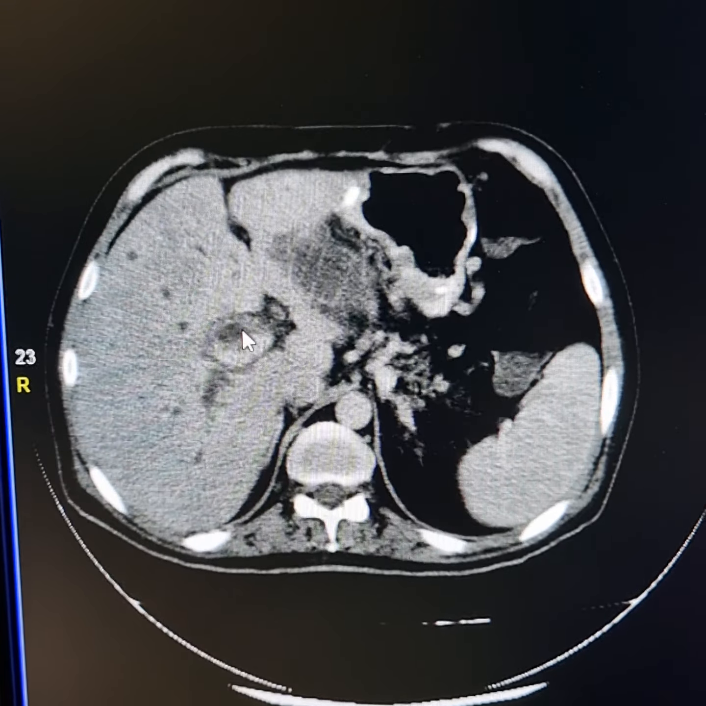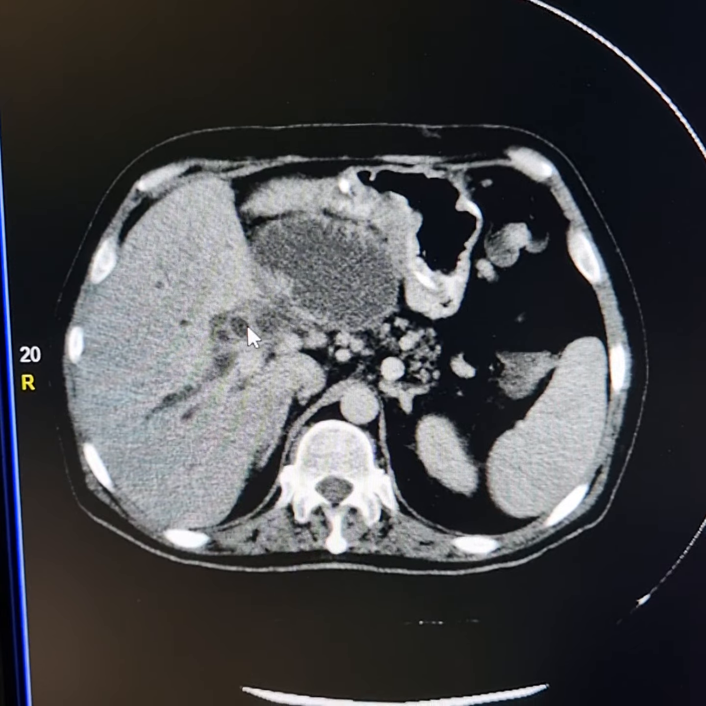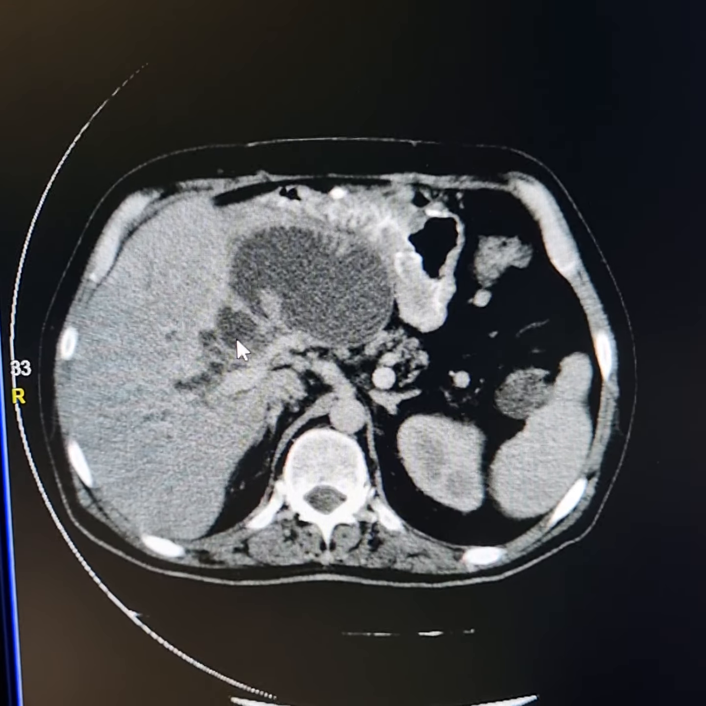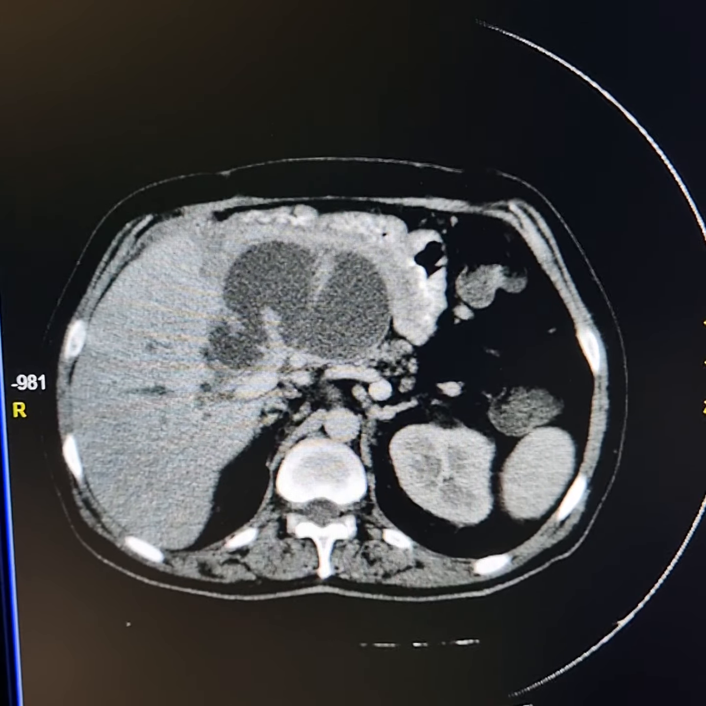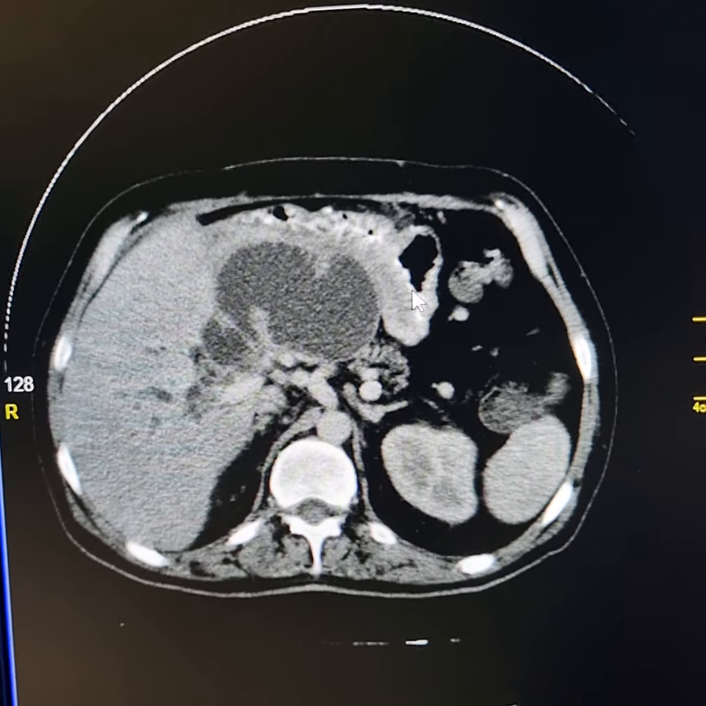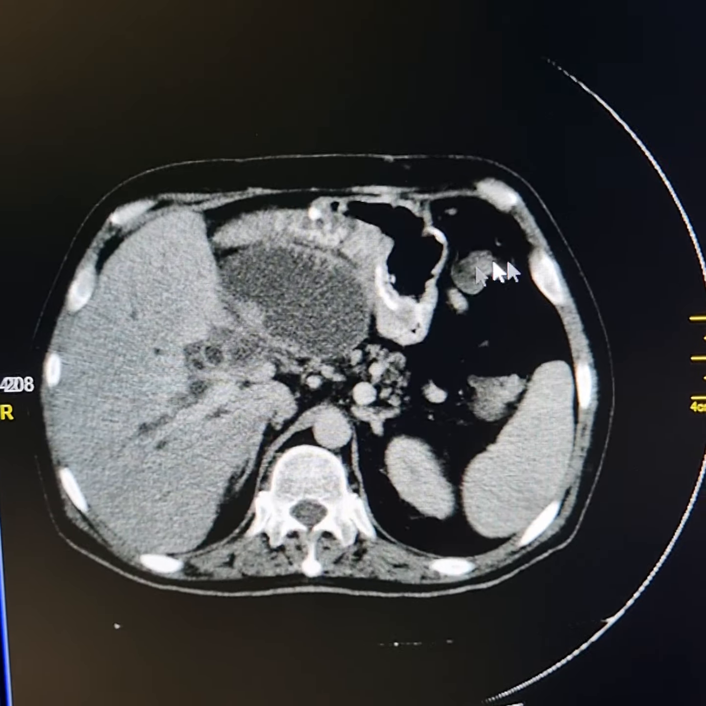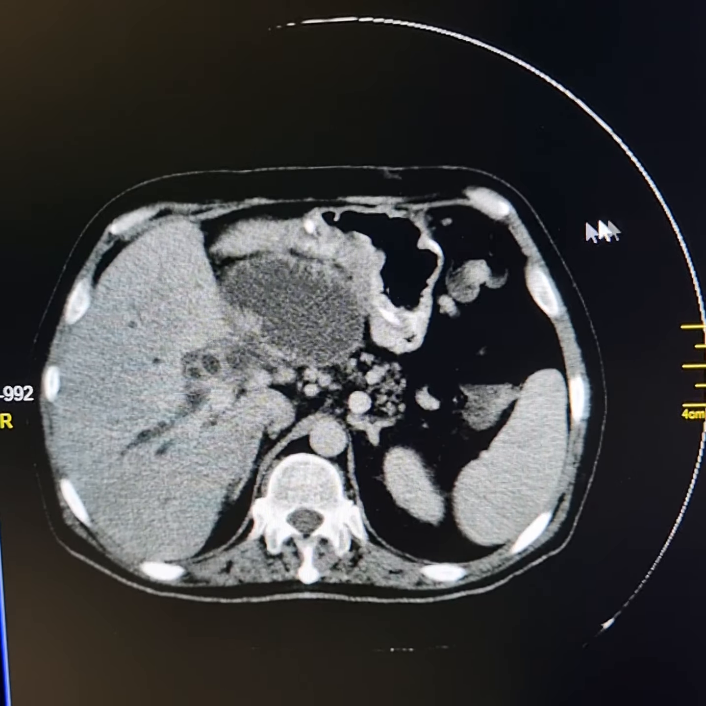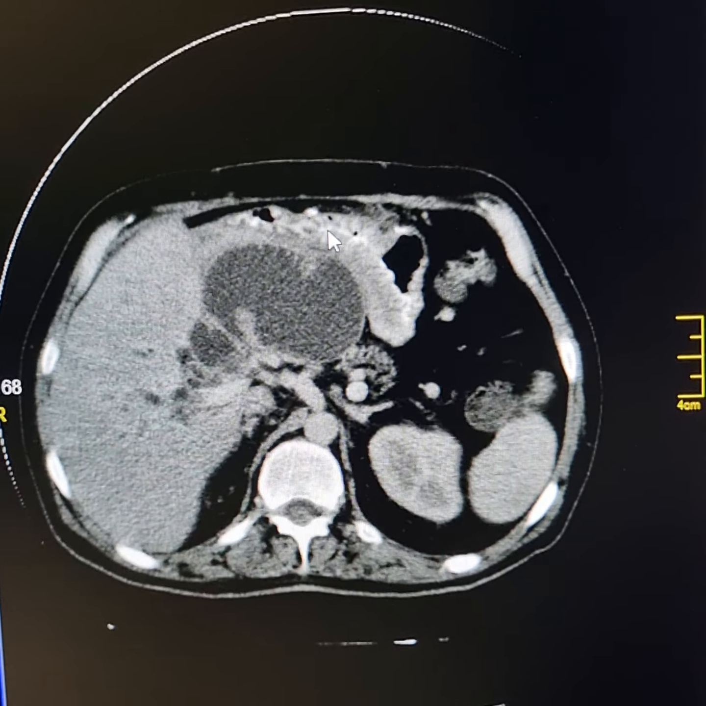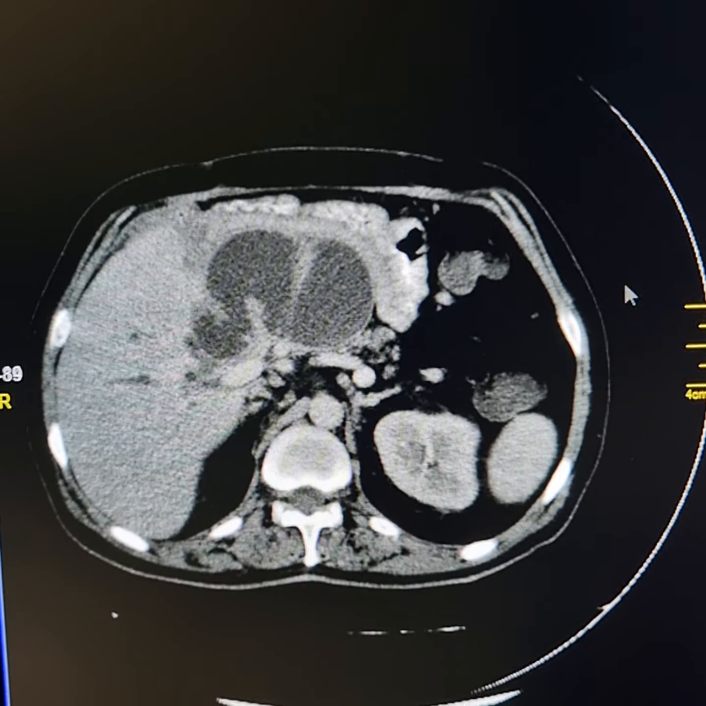This is opening into this blind-ending dilated small gut segment. Now this is the small gut segment which is distended. This lies just below the left lobe of the liver and posterior to this contrast-opacified jejunal segment.